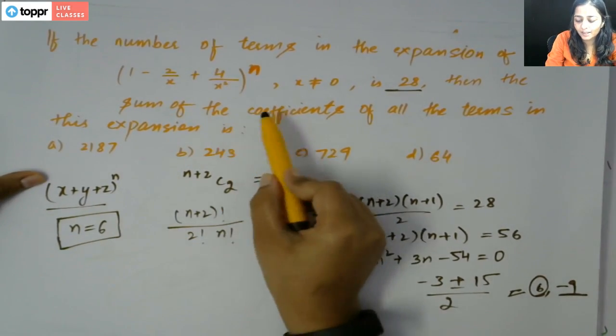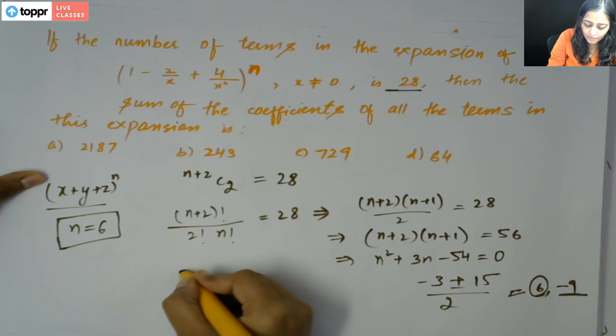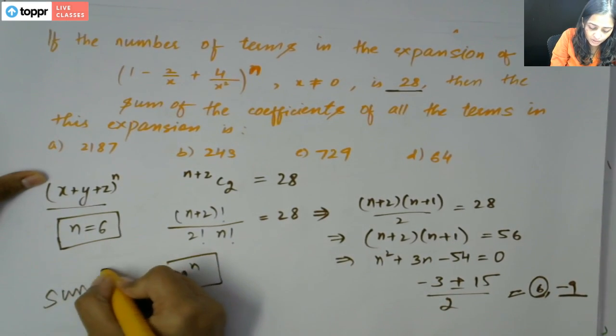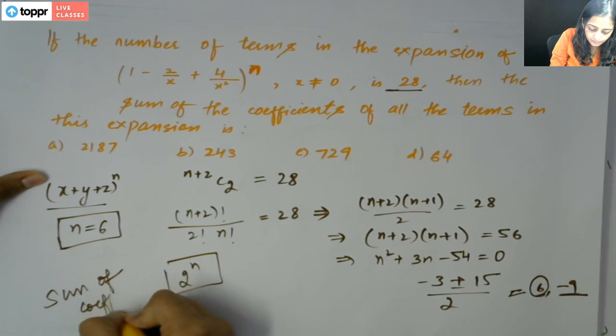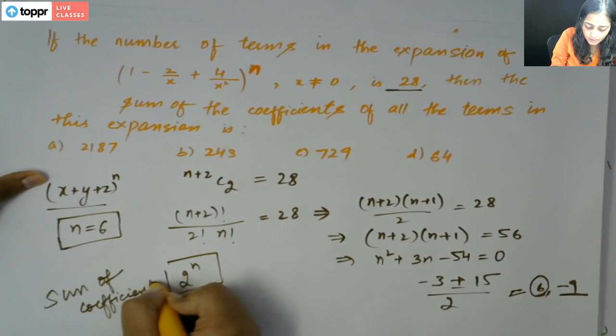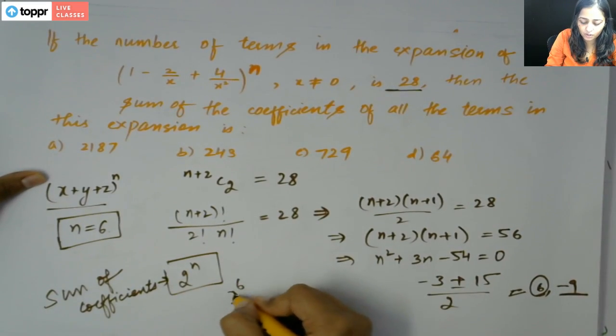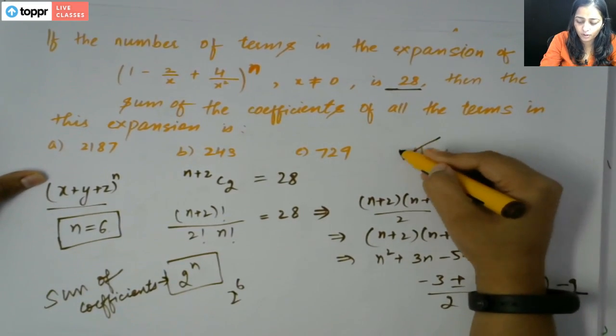And since we know that the sum of the coefficients of any binomial expansion is 2 raised to the power n, and we have got n equal to 6, the sum would be 2 raised to the power 6, which is 64. Correct?